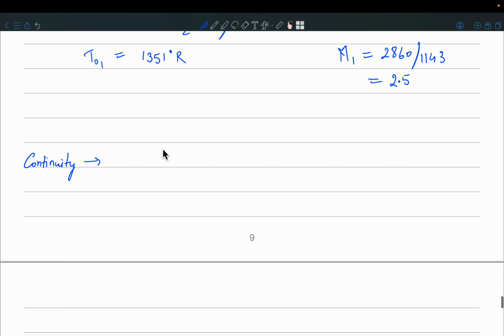What will it be? Rho 1 A1 V1 equals rho 2 A2 V2. But A1 is equal to A2, so I'll just cancel it. And how will you find rho 1 and rho 2? You can use equation of state, P is equal to rho RT. So I can say rho 1 is P1 by T1. And R will get cancelled on both sides anyways. Okay, so I know T1, T2. I have to find P1 and P2 then.